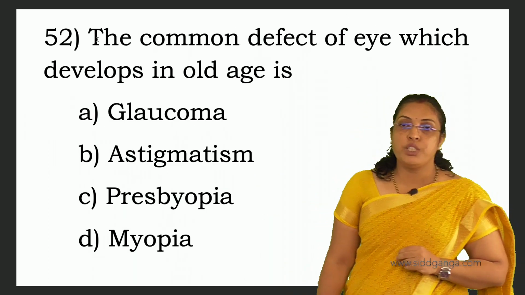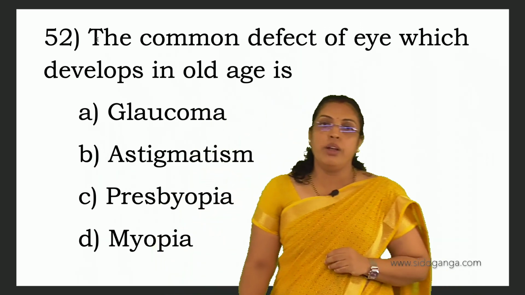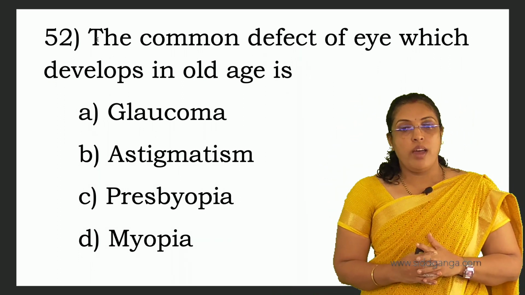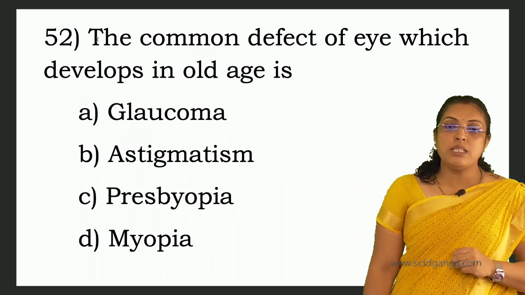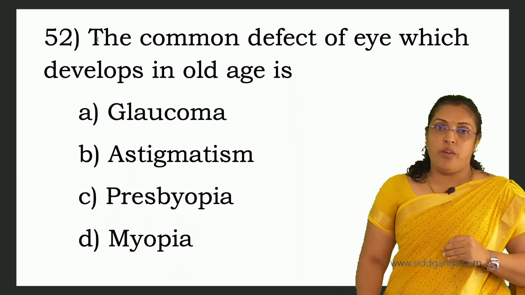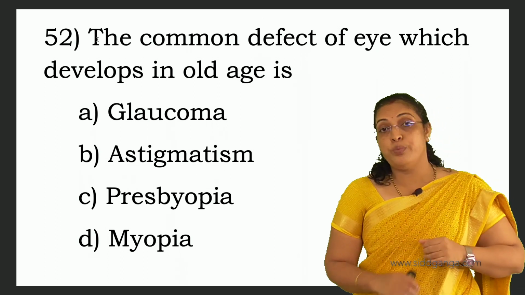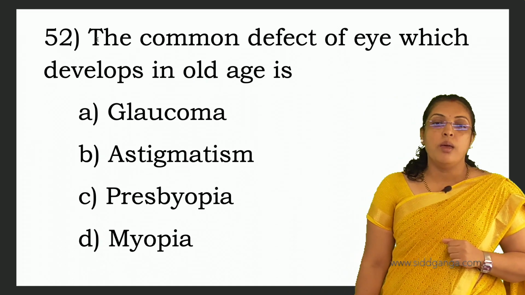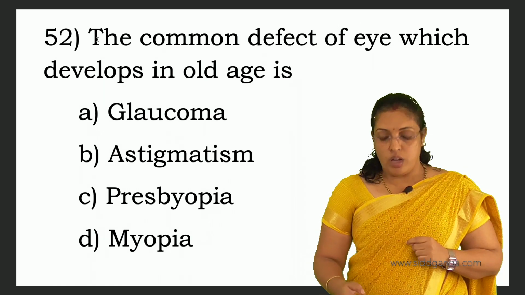The common defect of the eye which develops in old age: glaucoma, astigmatism, presbyopia, myopia. So here presbyopia is the answer. As the age advances, 45, 50, 60 years, near objects are not able to be seen clearly. That condition is called presbyopia. So for 52, C is the answer.